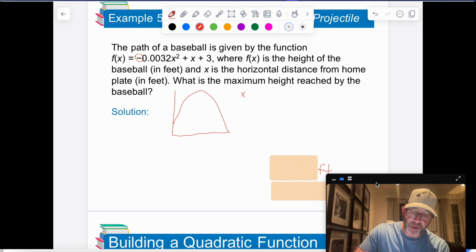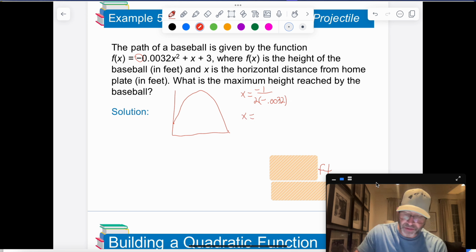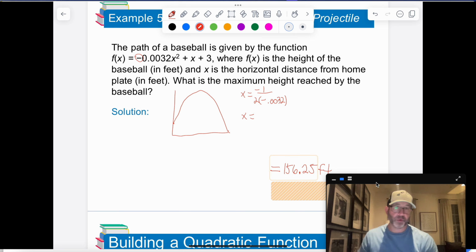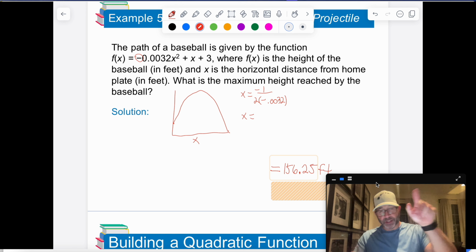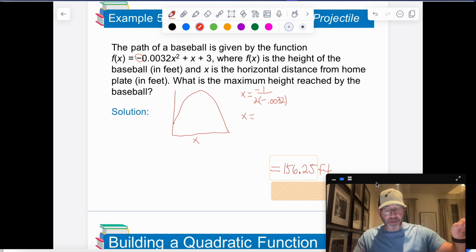Let's take a look at this when we use our values for x equals negative b over 2a. So x equals negative 1 over 2 times the quantity negative 0.0032. And we're going to get that x is equal to, and I jumped ahead and did it, it's actually going to end up equaling 156.25. So that's the x distance. Remember, x is always going this direction. That's the horizontal distance as we move across.